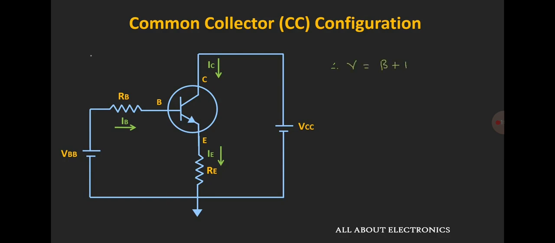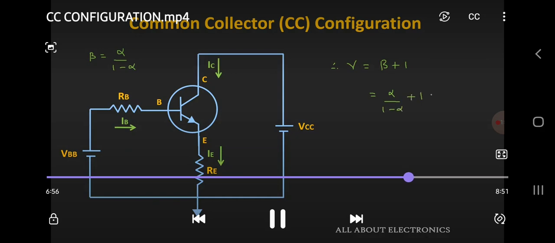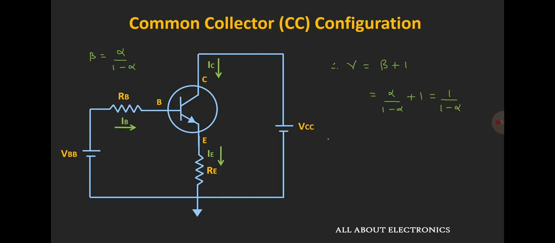Now we also know that this beta can be given as alpha divided by 1 minus alpha. That means beta plus 1 will be equal to alpha divided by 1 minus alpha, plus 1. That is equal to 1 divided by 1 minus alpha. That means we can say that this gamma is equal to beta plus 1, that is equal to 1 over 1 minus alpha. So this is the relationship between this alpha, beta and gamma.